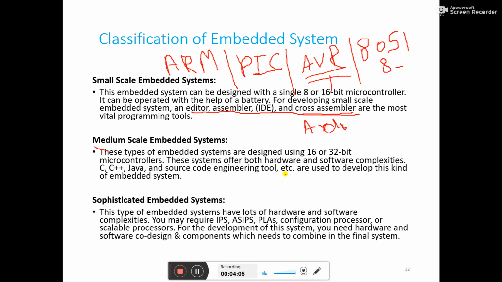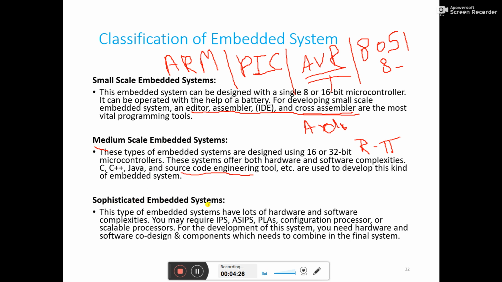You well know about the Raspberry Pi, RPi, where you can use it for many things and for many complex engineering tool applications. That is used by medium scale embedded systems.